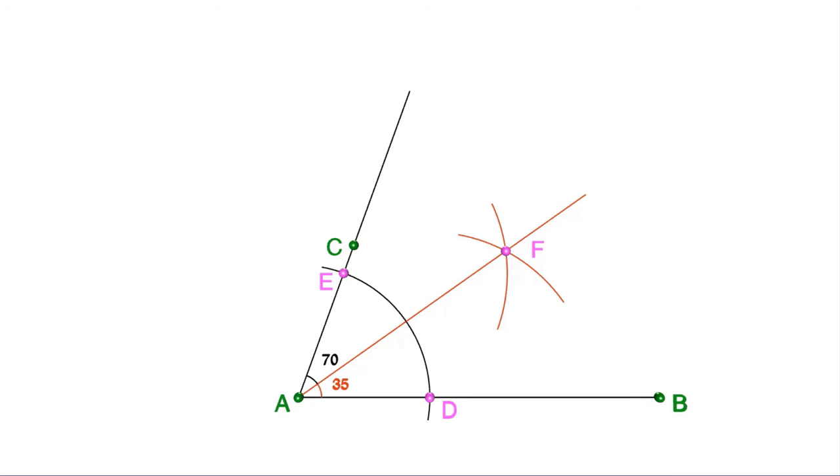Okay, now we'll try to construct an angle, say CAB, and that angle has to be bisected by a line, say AF. So the bisected angle FAB will be equal to 35 degrees. So let us construct the angle CAB first.